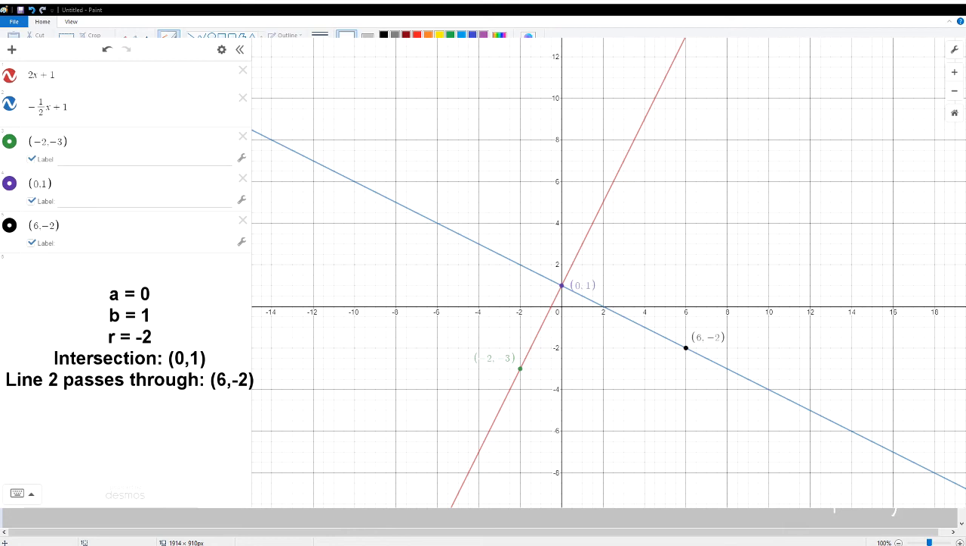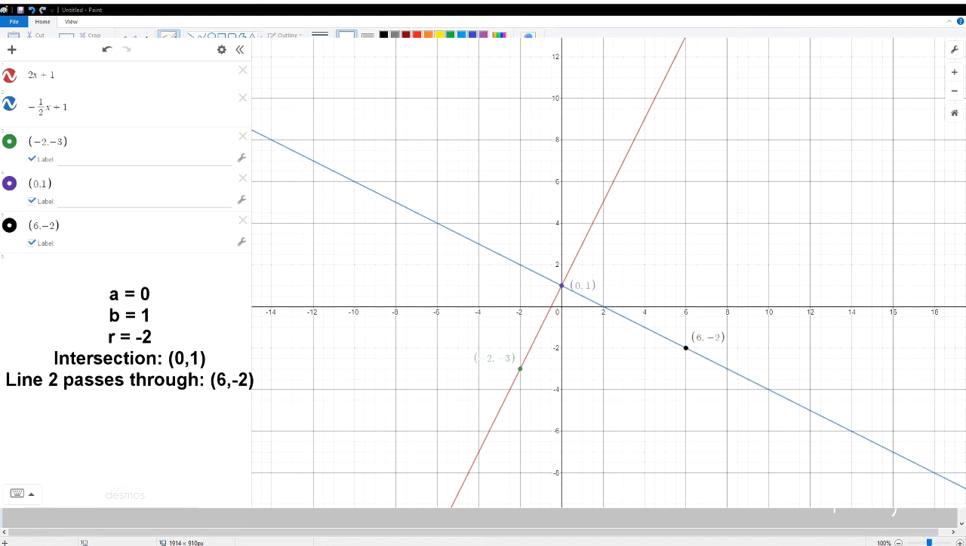We say that they intersect at (a, b), which is, what did we say, (0, 1). So it says line 1 has slope 2. The red line has slope 2. Let me make this a little bit bigger. Okay, so it says line L1 has slope 2. We can see it, 2x. It passes through the point (r, -3). What did we say r was? r was -2.